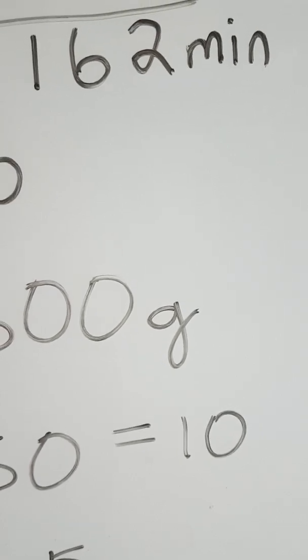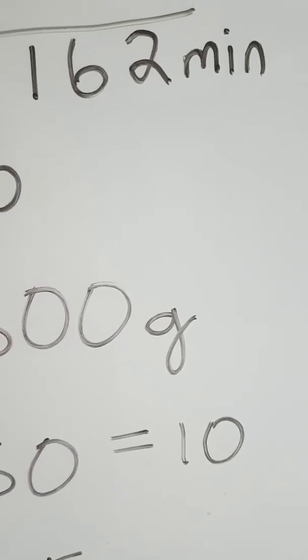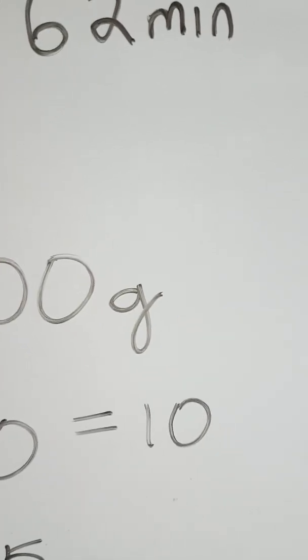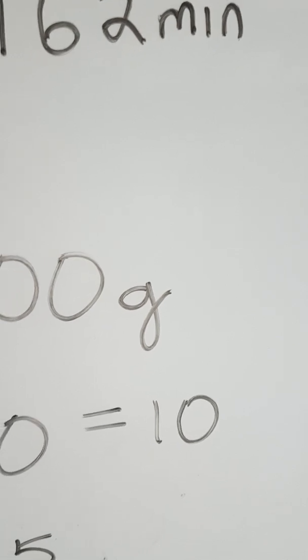So there are 4 250s in 1,000. So then another 4 and then 2 left over in your 500 grams. You could just count up in 250s there.